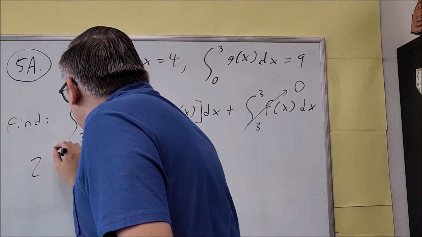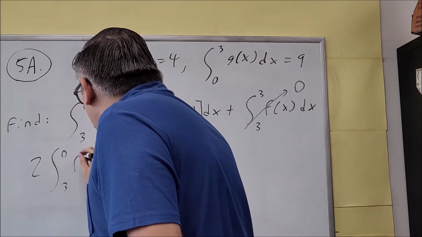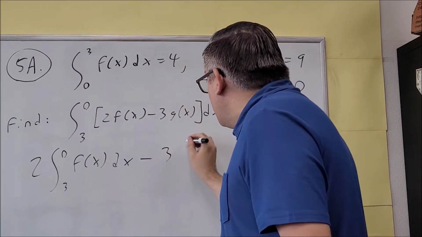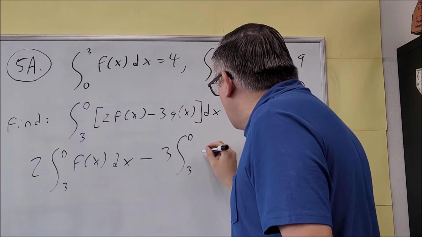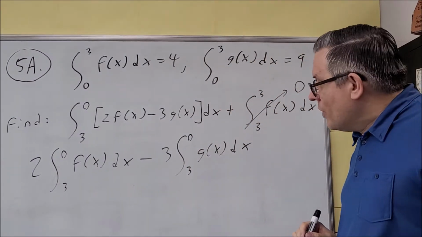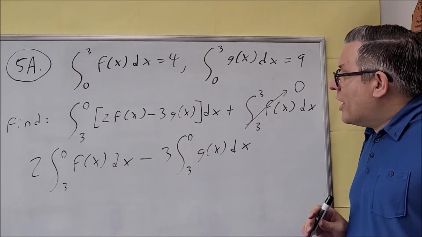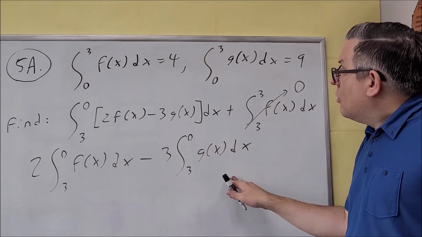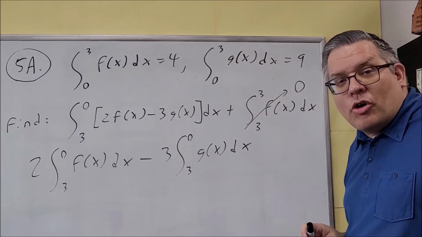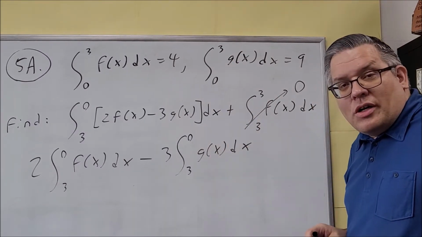The 2 comes out, and we have the integral from 3 to 0 of f of x dx. And we have minus 3 there, integral from 3 to 0 of g of x dx, like that. Now what we notice about this is that each of these up on top are 0 to 3, but the ones we have down below are 3 to 0. Now we can change that.